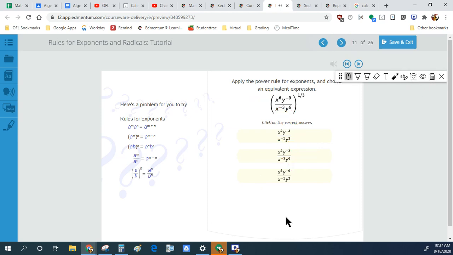Let me delete my work here. So here, they're just again stating these rules. So you guys have to know these rules. There's no ifs, ands, or buts about it. If you guys don't know these rules, you're going to have a hard time.